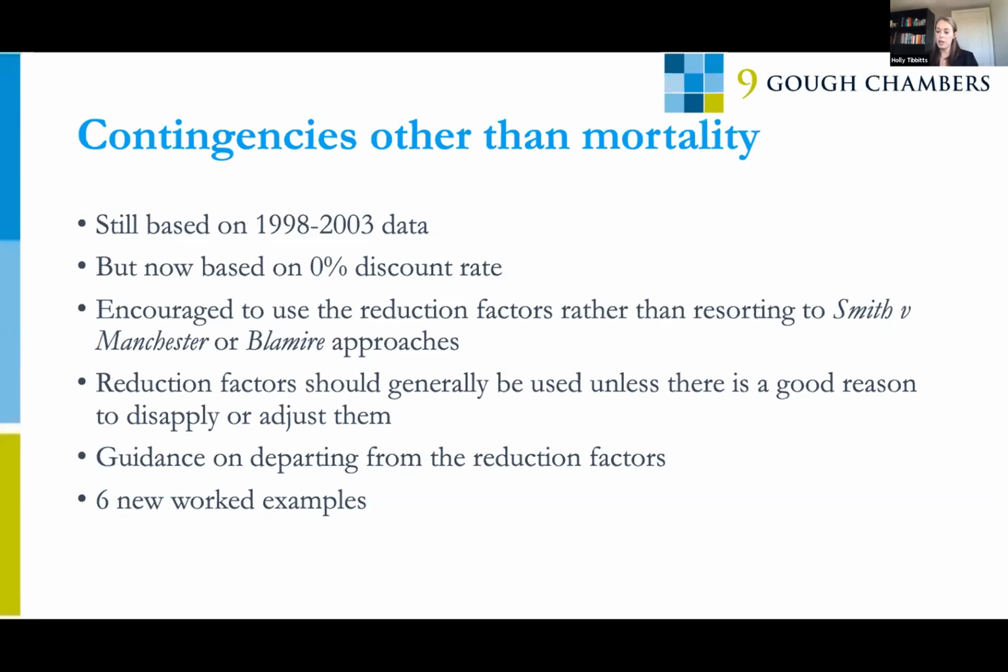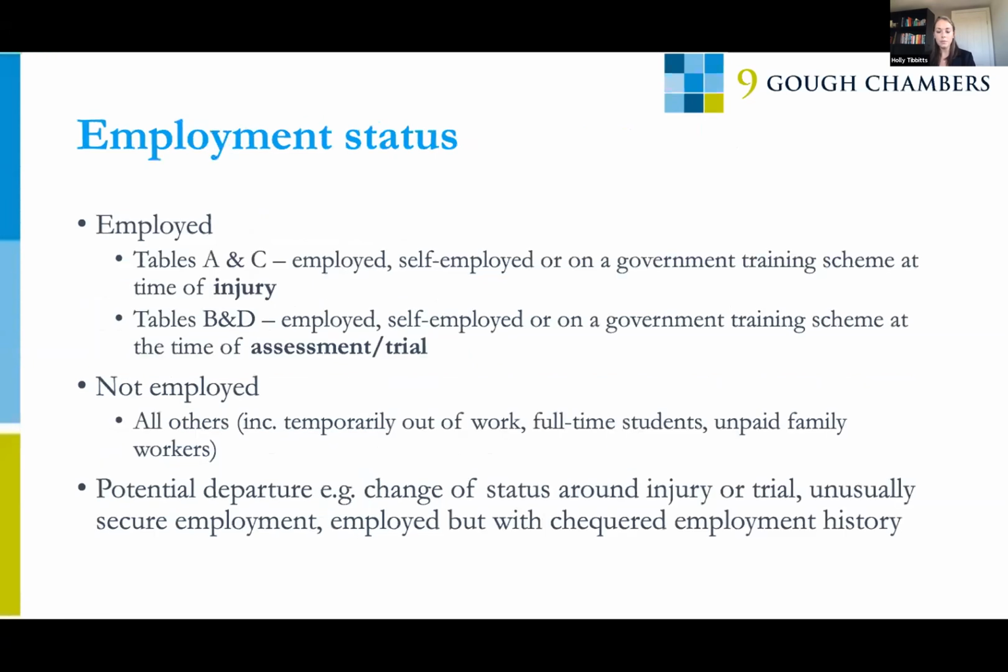And in fact, the Ogden 8 guidance now does address where departures may be appropriate and how that should be achieved. There are 6 new worked examples on dealing with contingencies other than mortality and loss of earnings claims, and they are well worth looking at when you're trying to get to grips with Ogden 8 in more detail. Let's have a look at the contingencies other than mortality one by one.